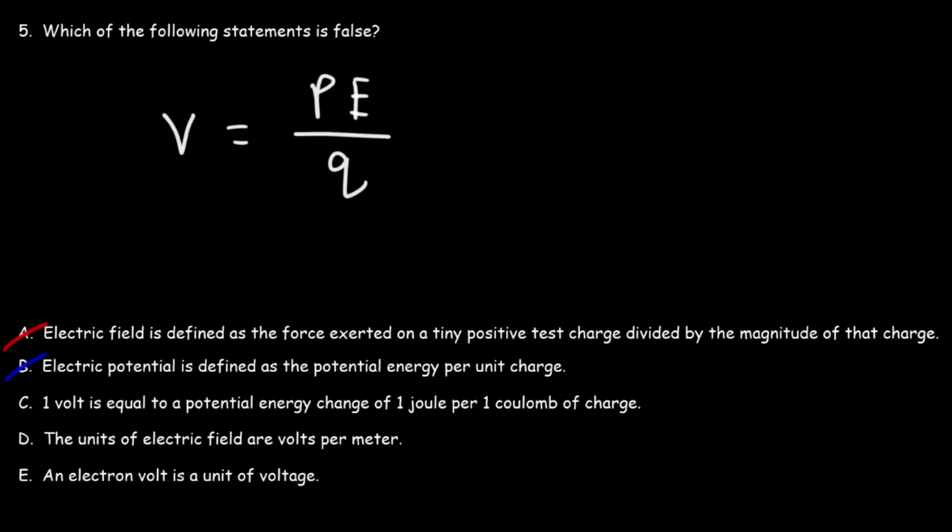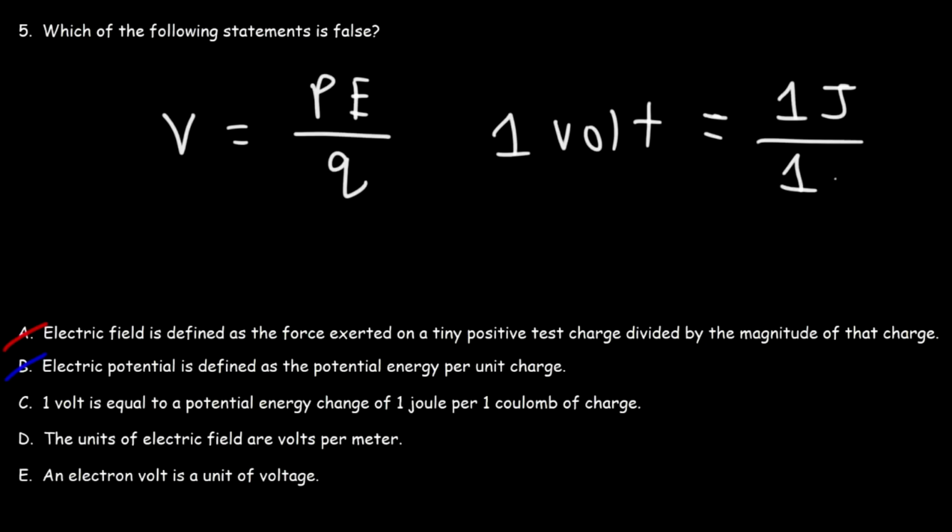Now what about C? 1 volt is equal to a potential energy change of 1 joule per 1 coulomb of charge. That is true. The unit for electric potential is the volt. And 1 volt is equal to 1 joule of potential energy per 1 coulomb of charge.